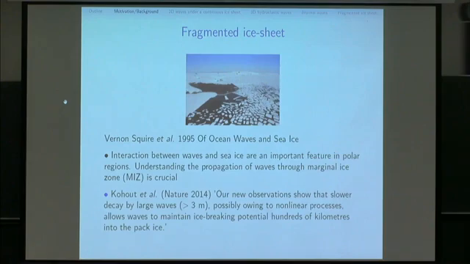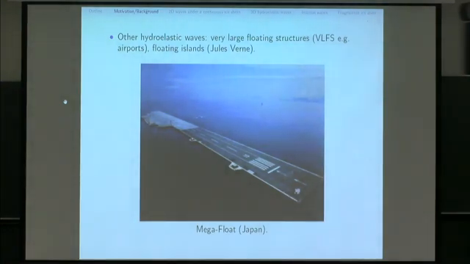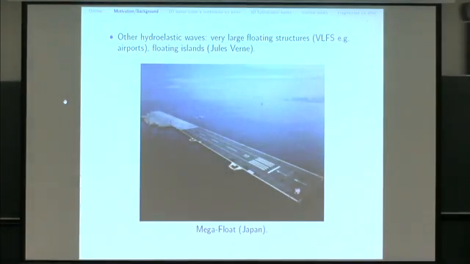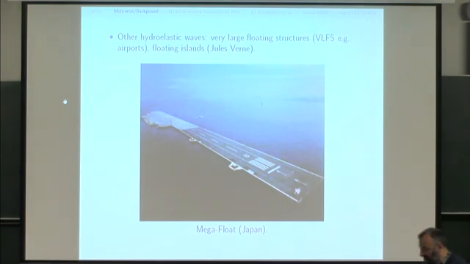start first with a continuous ice plate. Okay, before that, I should say that I'm going to model ice as an elastic plate, which is true under some conditions, and so it means I can actually use my theories for other types of hydroelastic waves, when they have very large floating structures, like the floating airport in Japan or some floating island, if you read Jules Verne and so on.